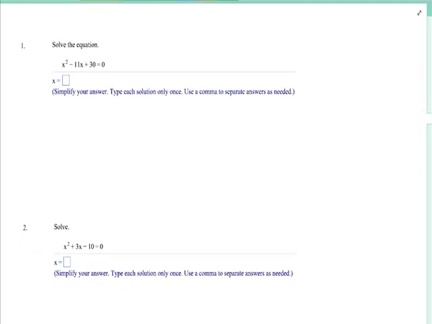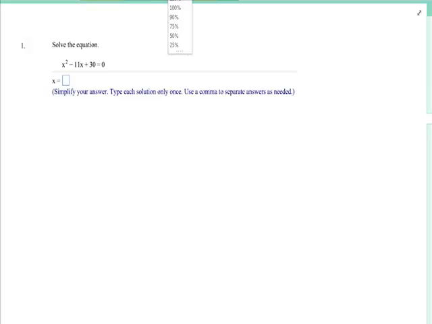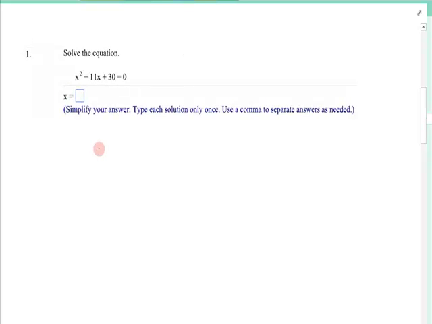All right, problem number 1. Let me zoom in on this a little bit. All right, it is an equation. X squared minus 11x plus 30 equals 0. We are talking only about equations. Left side, equal sign, right side. All right, is it equal to 0? Yes. Is it a quadratic? Yes. All right, then here's what we're going to do.